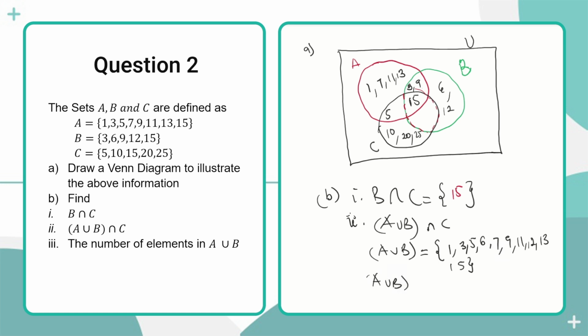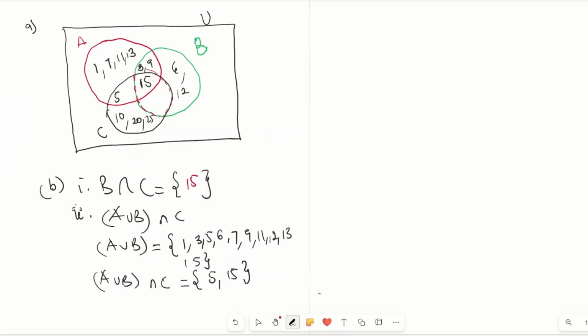But we have to find A union B intersection C. So let's consider the C, and then we'll look at what is common to both A union B and C. So when we look at C, it has 5, 15, 10, 20, and 25. So we can see that what is common to both of them is the 5 and then the 15. So we have 5 and then we have 15, which we see is common to both A union B and C, right?